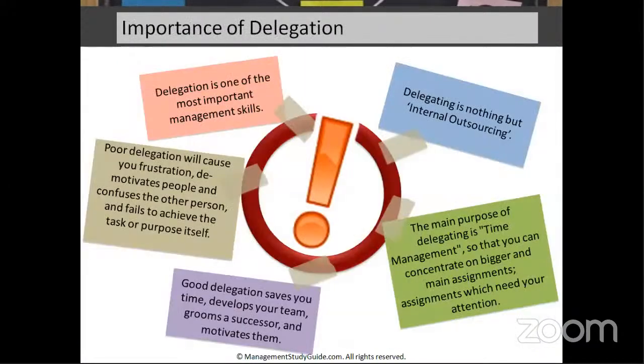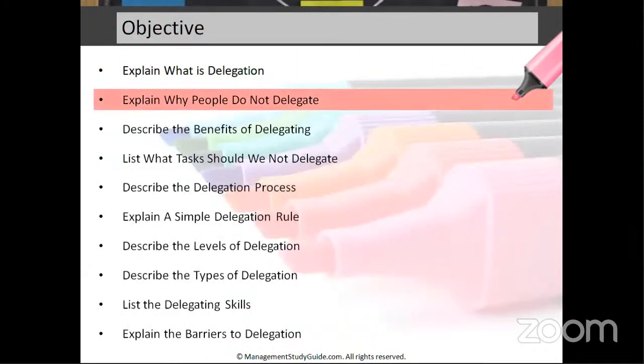Now, what is the importance of delegation? Delegation is one of the most important management skills. Delegating is nothing but internal outsourcing. So what we call outsourcing in the corporate world simply means, in delegating, internal outsourcing, getting people from within your team to help you carry out your responsibility. The main purpose of delegating is time management so that you can concentrate on bigger and main assignments which need your attention. Good delegation saves you time, develops your team, grooms your successors, and motivates them. Poor delegation will cause you frustration, demotivates people, confuses the other person, and fails to achieve the task or purpose itself. Now, quickly, why do people not delegate?